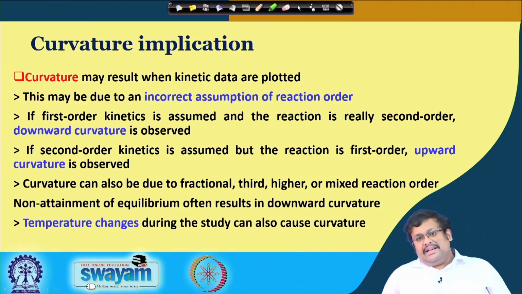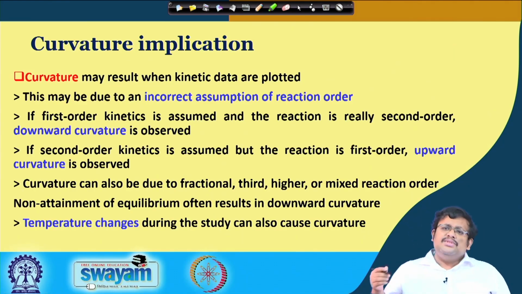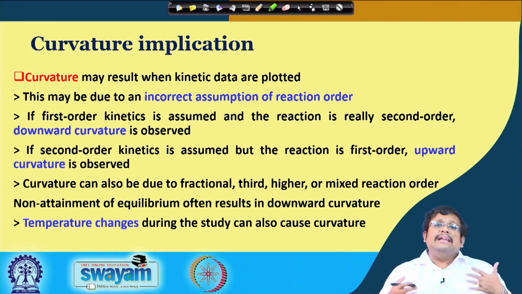Now, curvature implication. In the curves which we have seen in case of first order reaction, zero order reaction, and second order reaction, you will see sometimes there are some curvatures or aberrations. These curvatures may result when the kinetic data are plotted. These aberrations or curvature may be due to incorrect assumptions of reaction order.